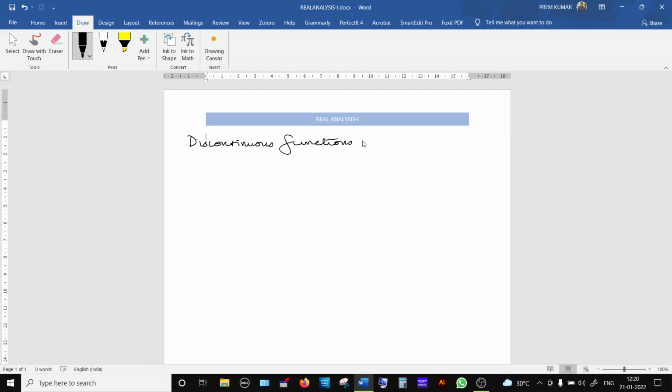We discussed about continuous functions. Now discontinuous functions on the real line R. Sometimes they use R1, both are same. So this is the topic we are going to discuss. Now we are going to see functions which are not continuous and what are the points of discontinuity. Those things we are going to discuss here.